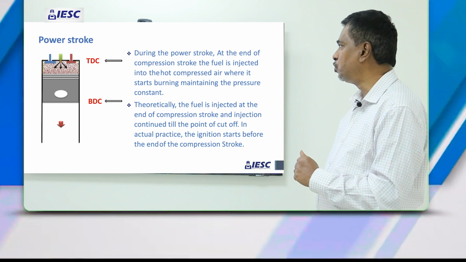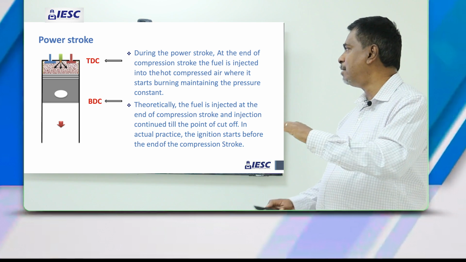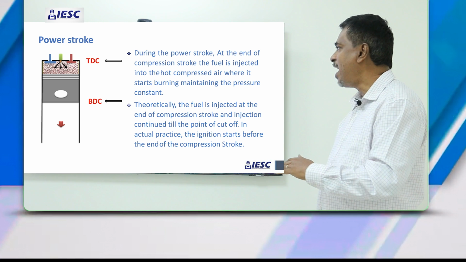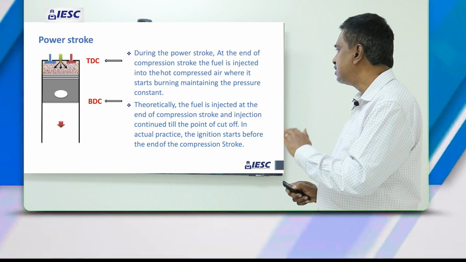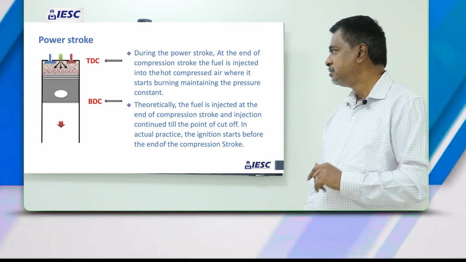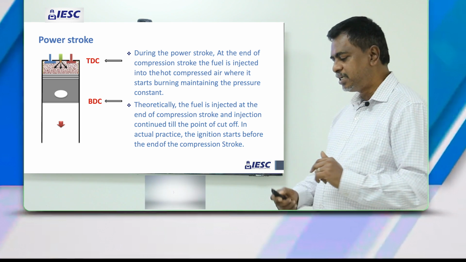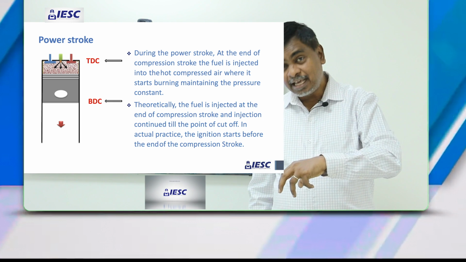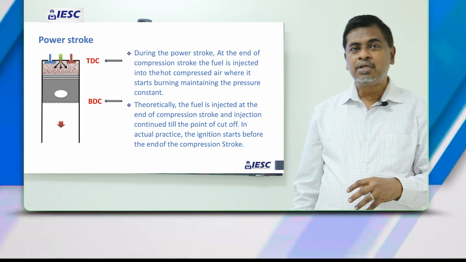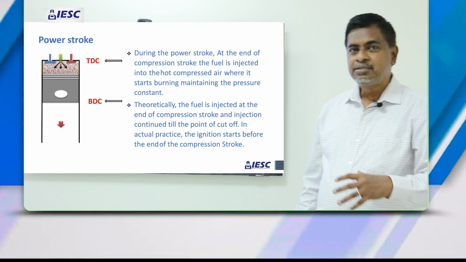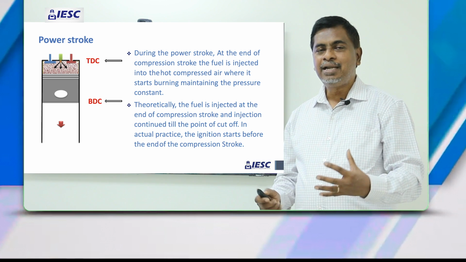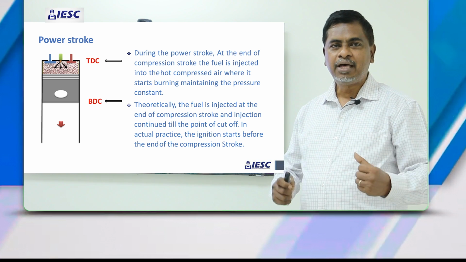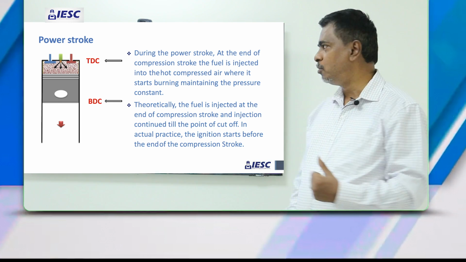Now we will see the power stroke. During the power stroke, at the end of the compression stroke, the fuel is injected into the hot compressed air where it starts burning, maintaining the pressure constant. Theoretically, the fuel is injected into the cylinder by the end of the compression stroke and the combustion starts, and the fuel and air are mixed and it produces the power to push the piston down.